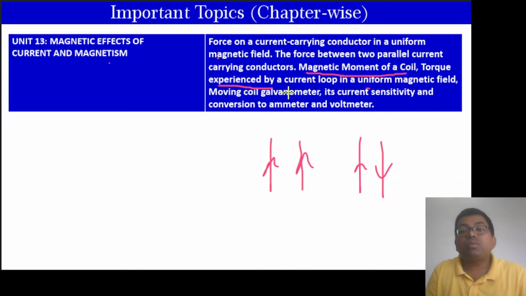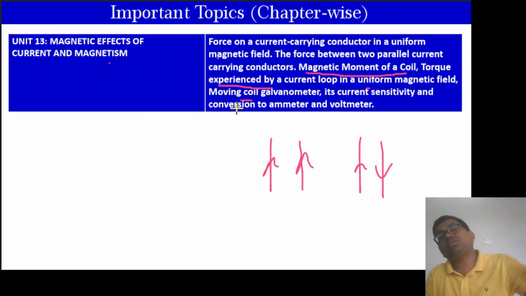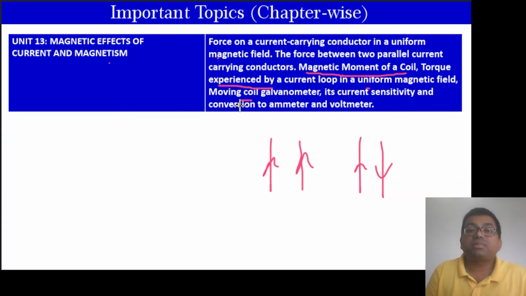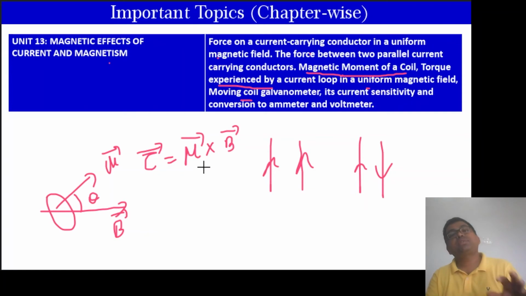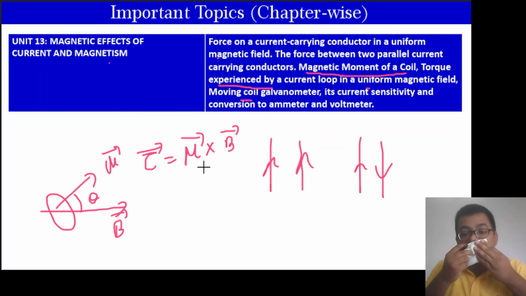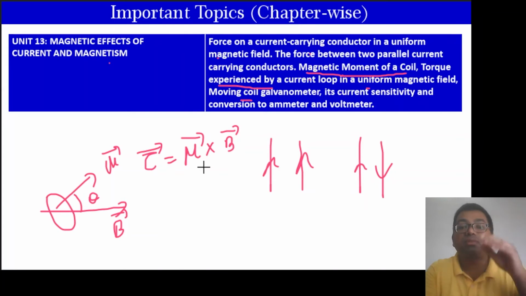Torque. So you will be able to derive some analogy with the electrostatics chapter. For example, torque is equal to mu cross B if a coil has a magnetic moment mu and magnetic field B at an angle theta. All these topics are important. So questions based on these topics are important.